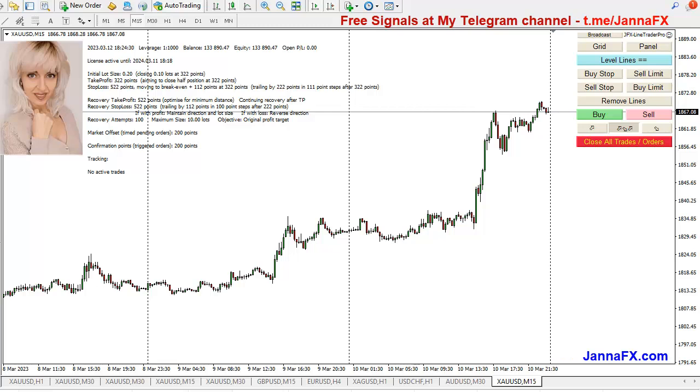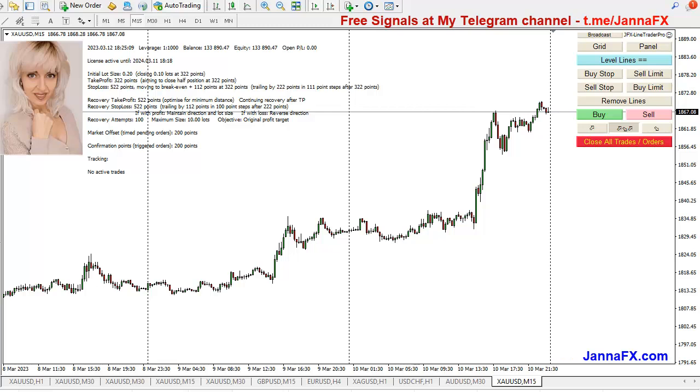The only thing I do manually is look for the entry points. This EA will not trade with any indicators or anything else. It can be used fully automated if you set it up with the time, but the way I trade it, I trade it manually. I look for the entry points, I place my orders, and the rest is all done by the EA. So that's how I use it, as semi-automatic trading.